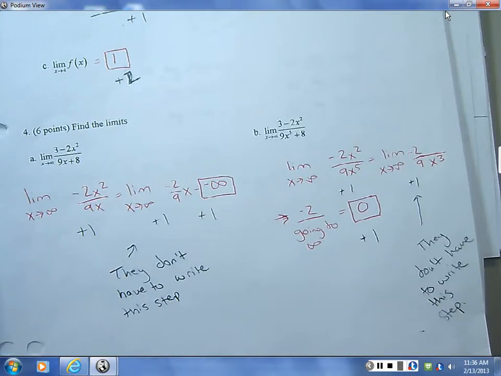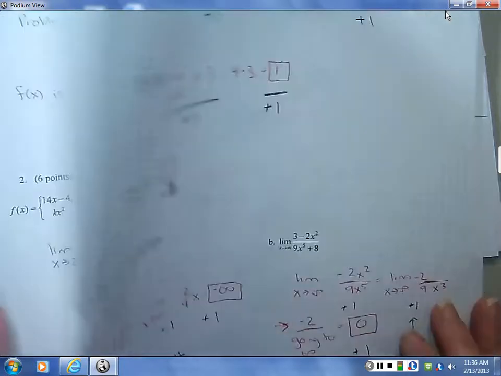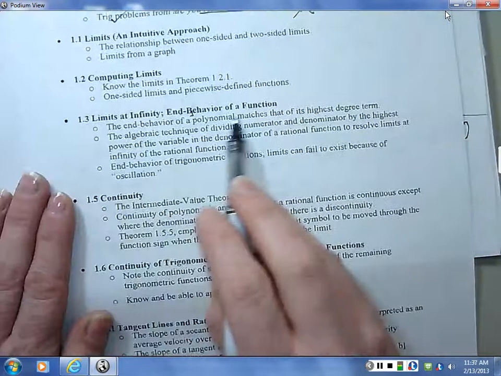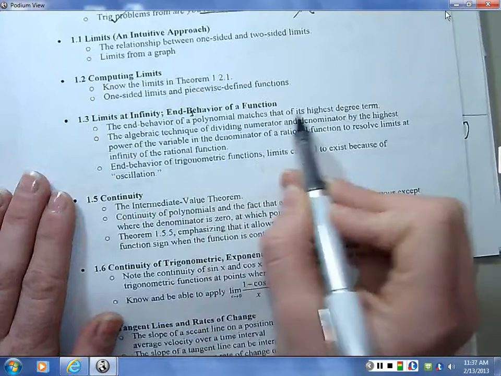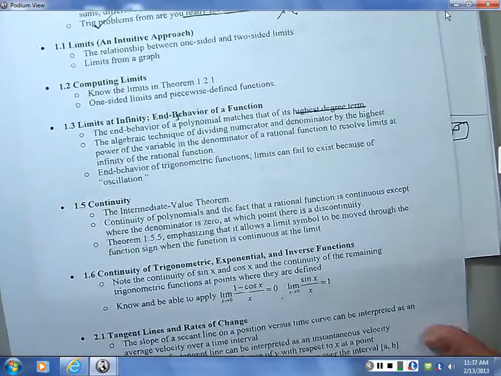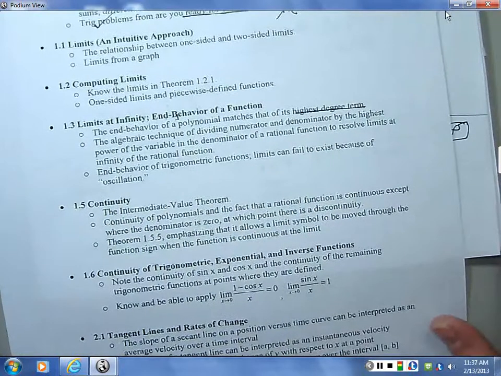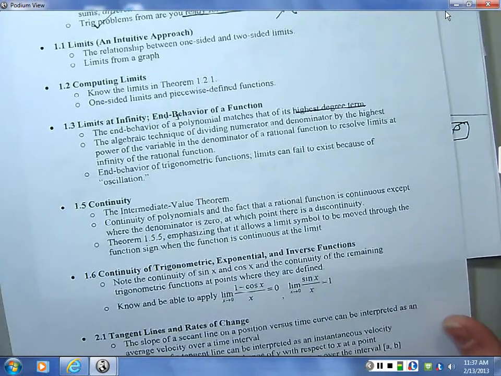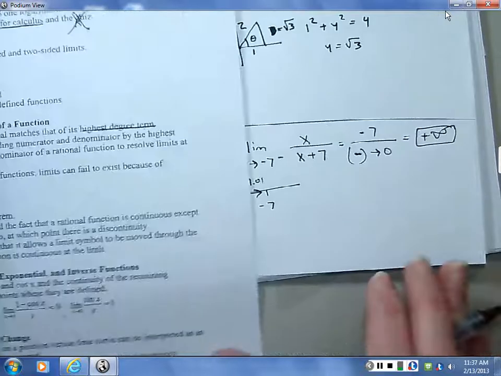Okay. If I look at just taking limits of polynomials, so this is 1.3. End behavior, a polynomial matches that of its highest degree term. So if I'm taking a polynomial that has a fifth degree and plugging in infinity, that goes to infinity. If I'm plugging in minus infinity, it goes to minus infinity. I have to be careful with the coefficient, right? So let's look at some examples.